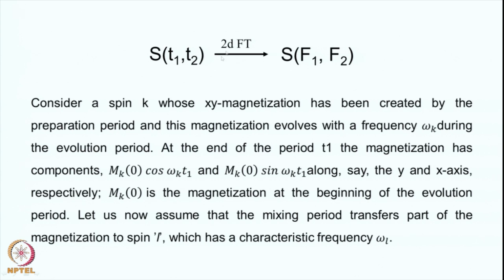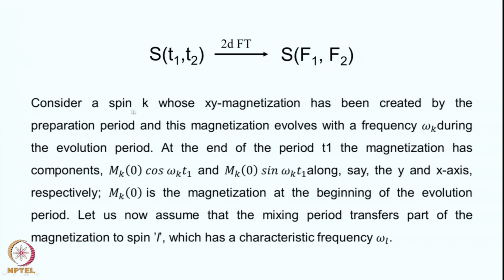Therefore, you can do a 2-dimensional Fourier transformation and it will generate a 2-dimensional frequency spectrum F1, F2. Whatever is the information present in the T1 period will appear along F1, and whatever is the frequency information present during the T2 period will appear along the F2 axis. So, this is your 2-dimensional frequency domain spectrum, and this is your 2-dimensional time domain signal.